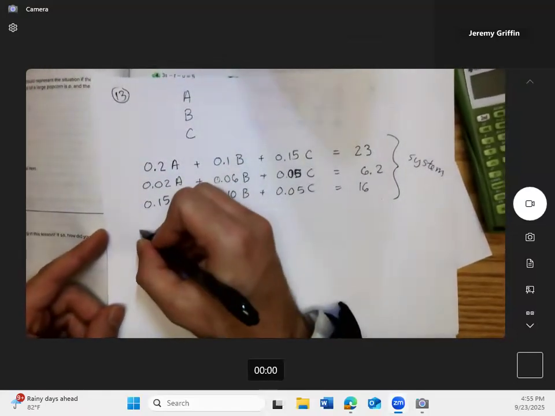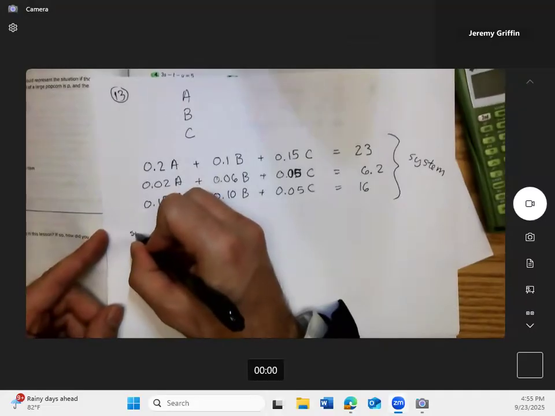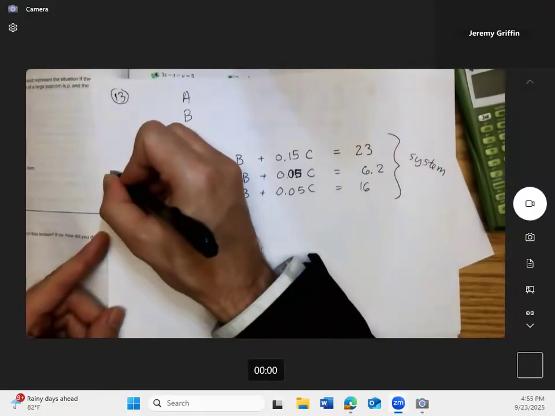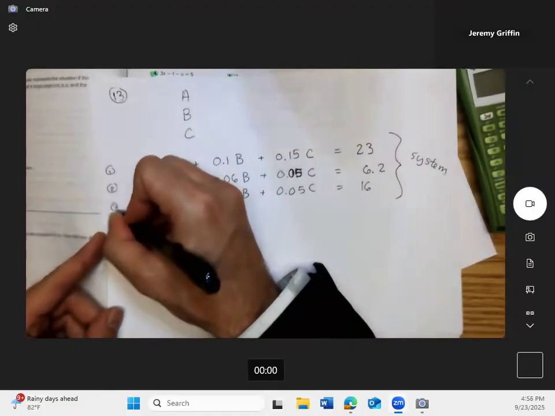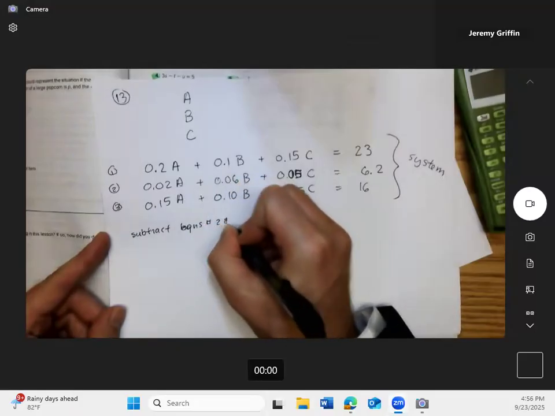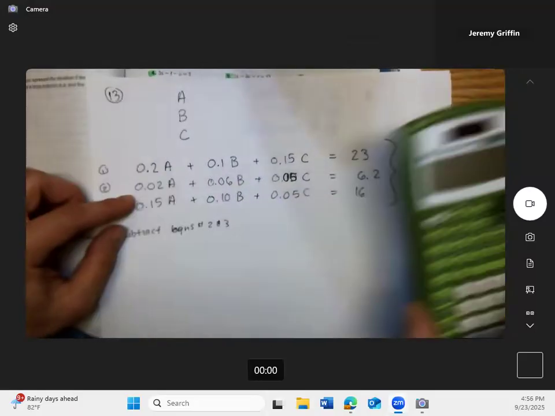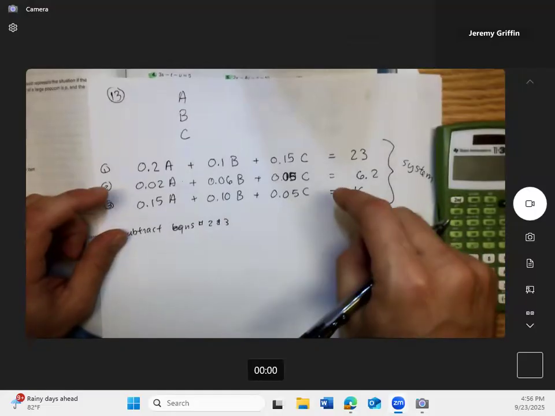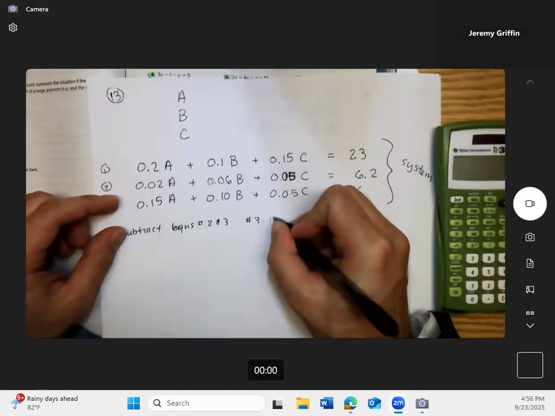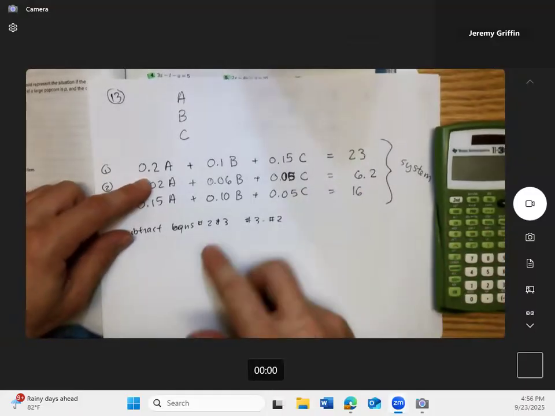So here, I'll just subtract the bottom, which I'll call equation one, equation two, and equation three. So equations number two and three. Okay, so do one minus the other. Maybe I'll take the bottom one, subtract it, so number three minus number two. So 0.15 minus 0.02.